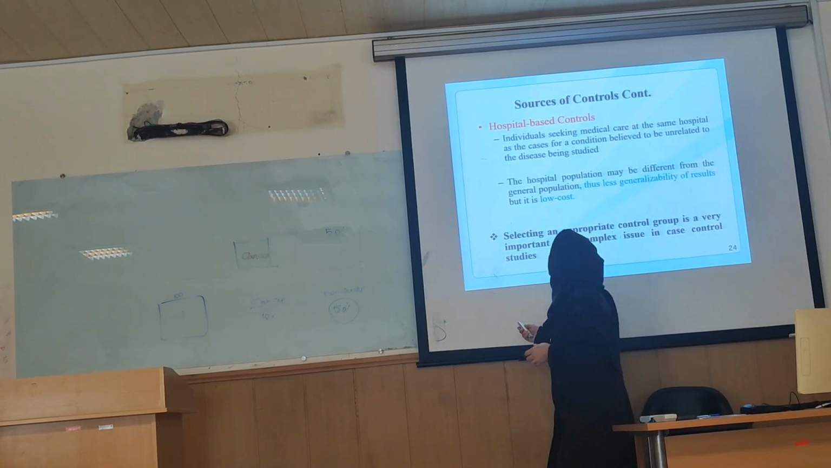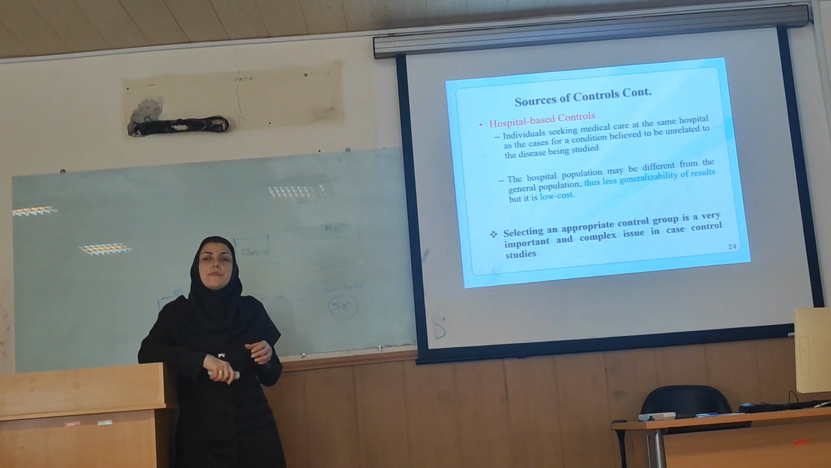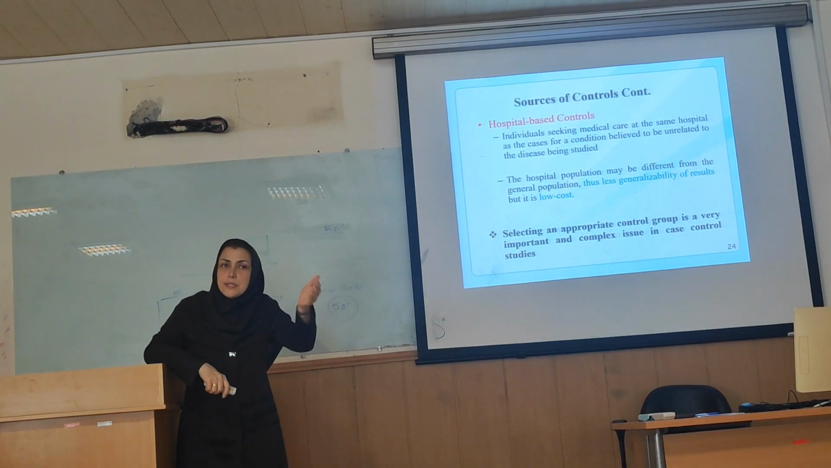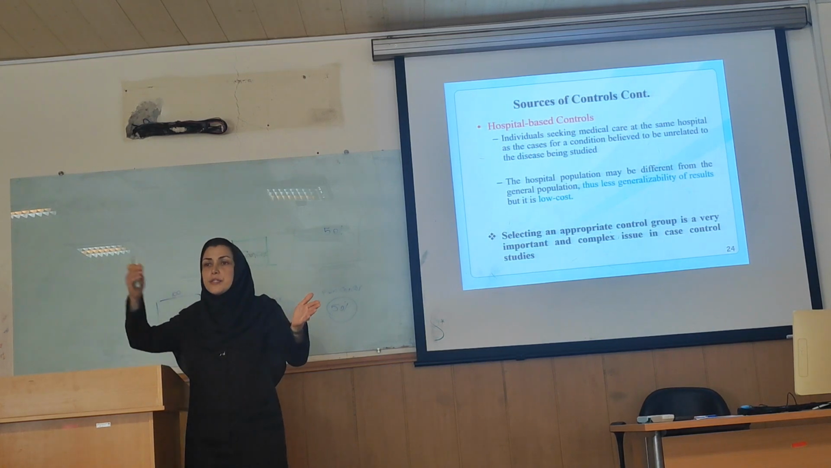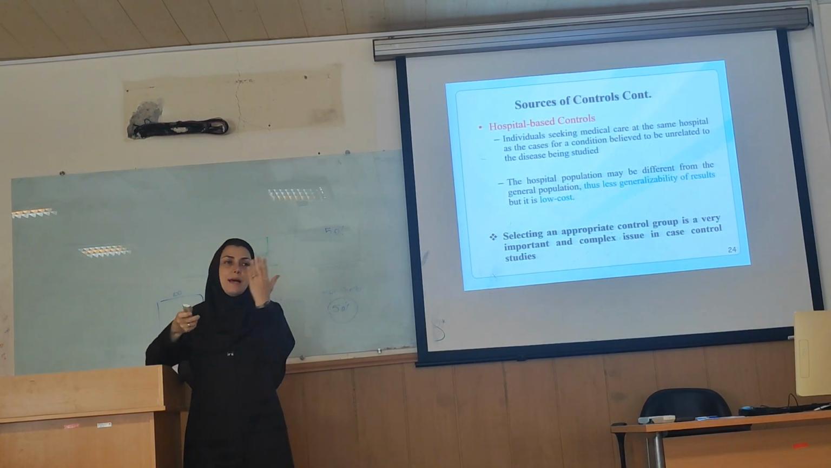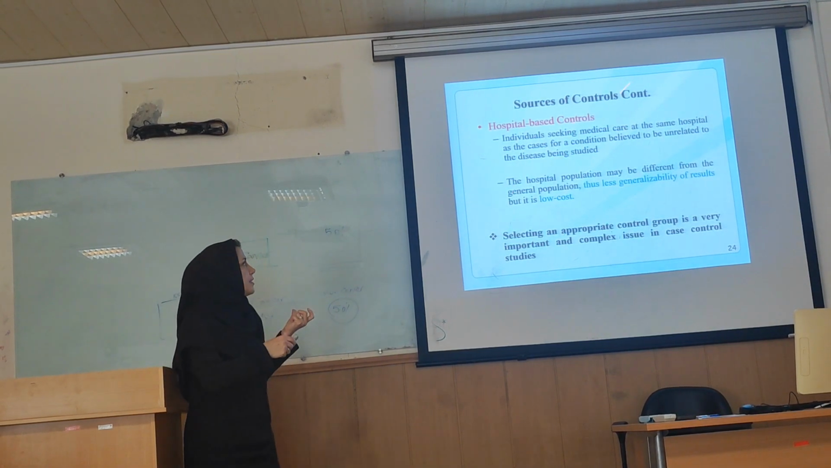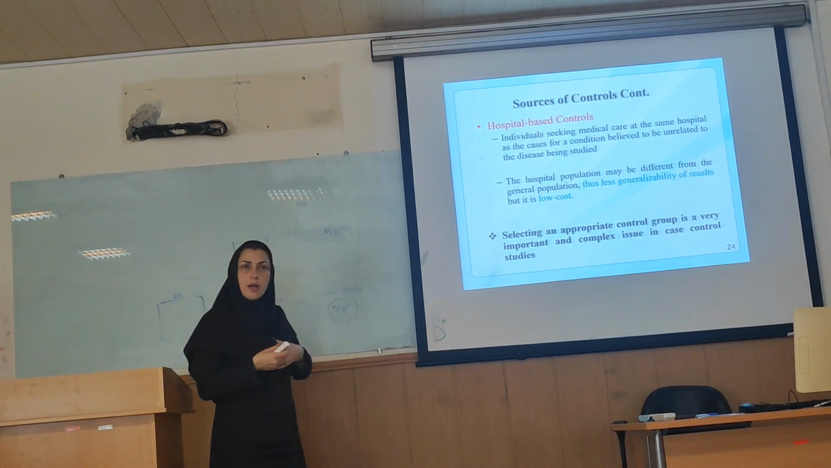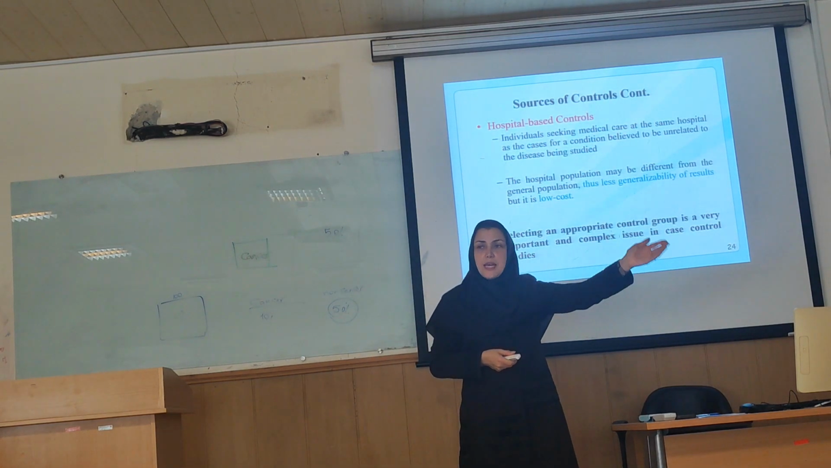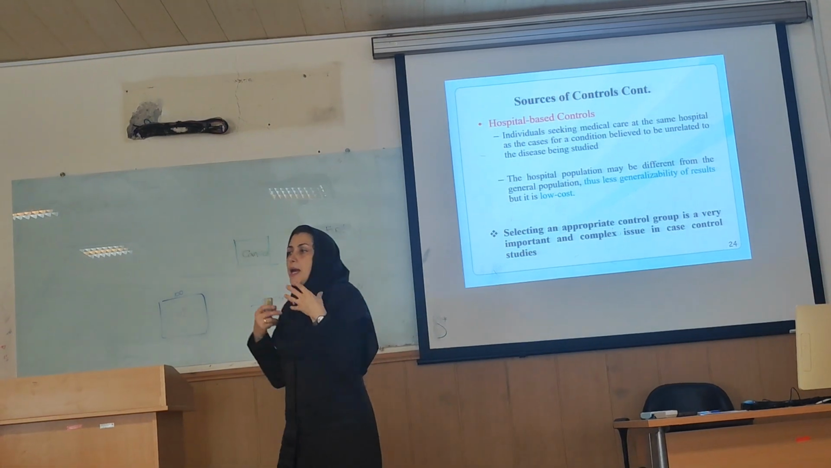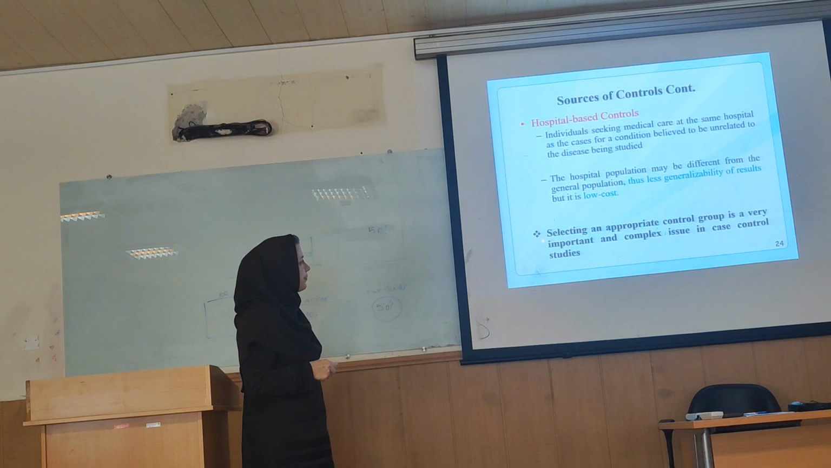Sometimes we can use hospital-based controls. I told you an example about selecting cases from the cardiovascular disease ward and controls from, for example, the orthopedic fracture ward. Okay? It is a kind of hospital-based control. Sometimes you go to the general community and select the general population, and sometimes you can use hospital-based controls. Okay?